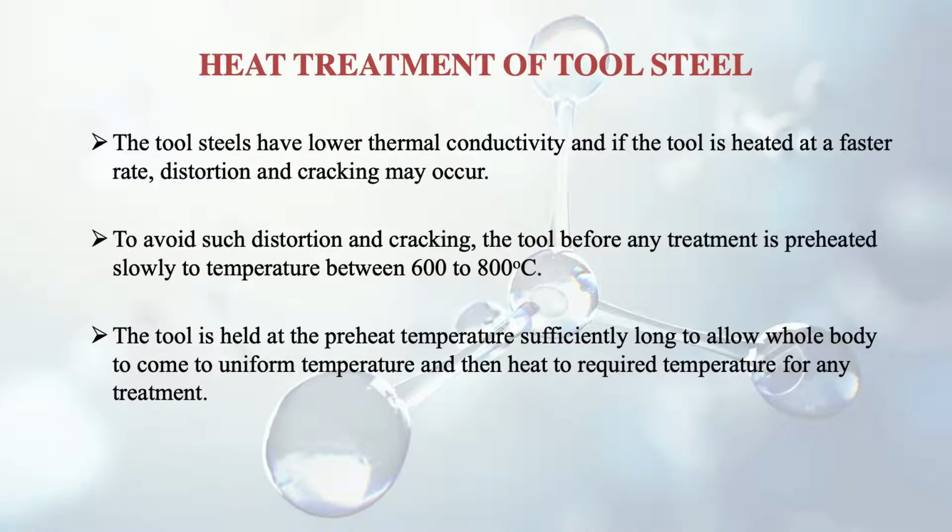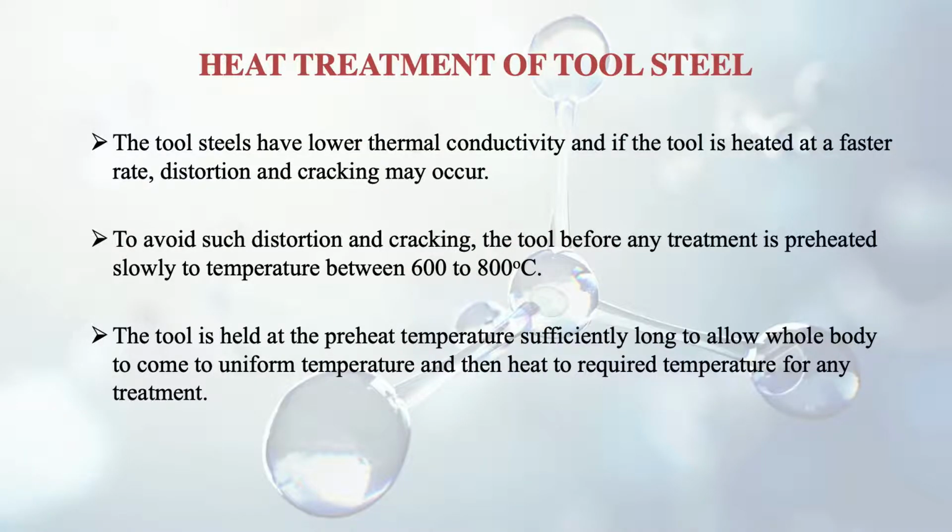The tool is held at the preheat temperature sufficiently long, meaning we have to give certain time to allow the whole body to come up to a uniform temperature. That's why I told you earlier that one portion is at a certain temperature, the other one is at a cooler temperature. So that difference cannot be allowed. We need a uniform temperature throughout the whole body, and for this the process of preheating is done. And in this way we heat it to the required temperature and the treatment is over.